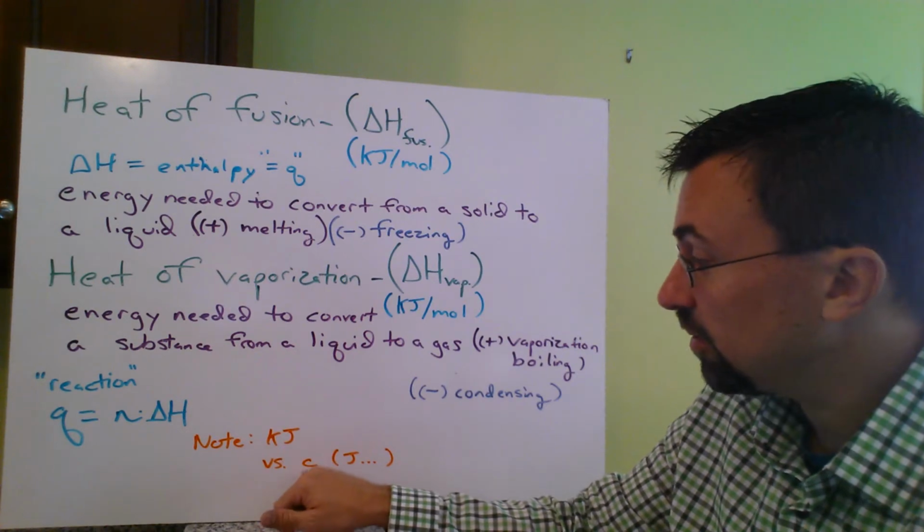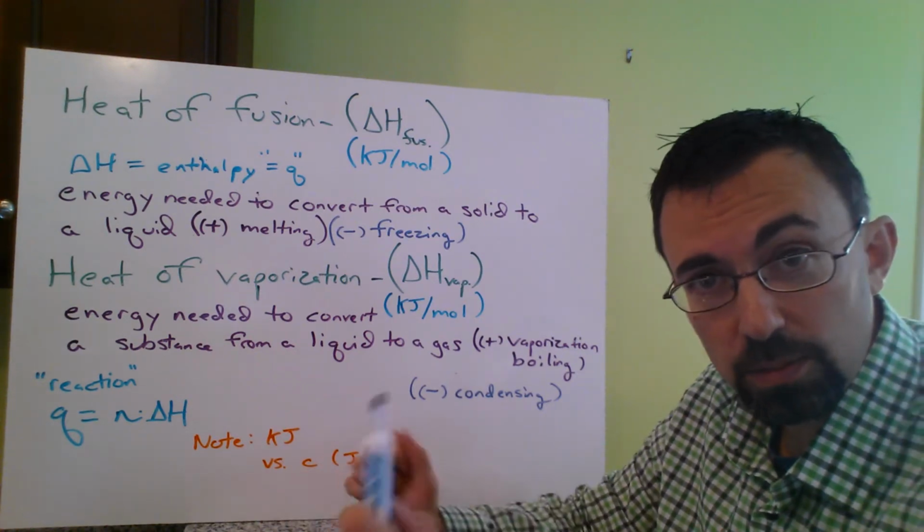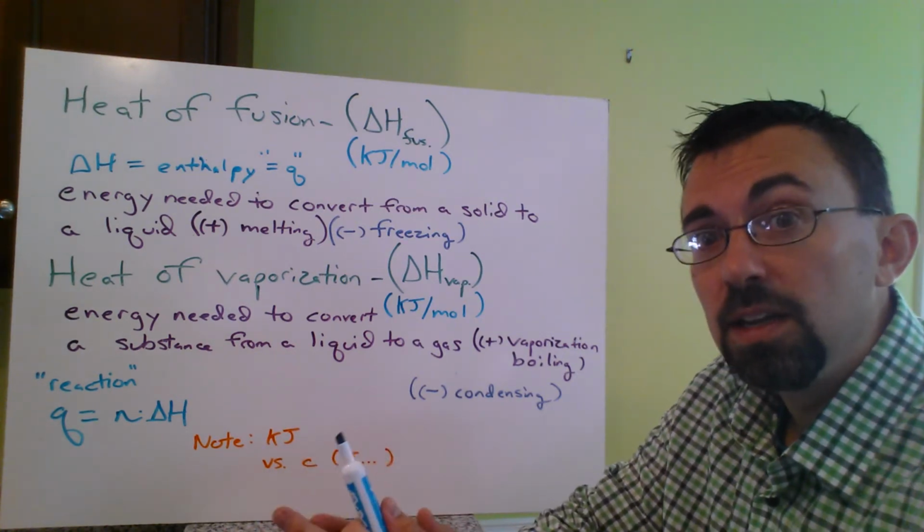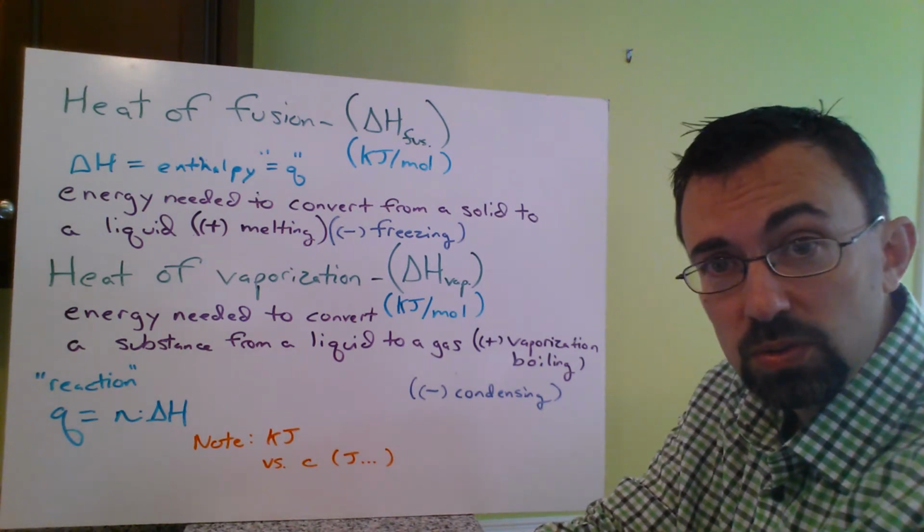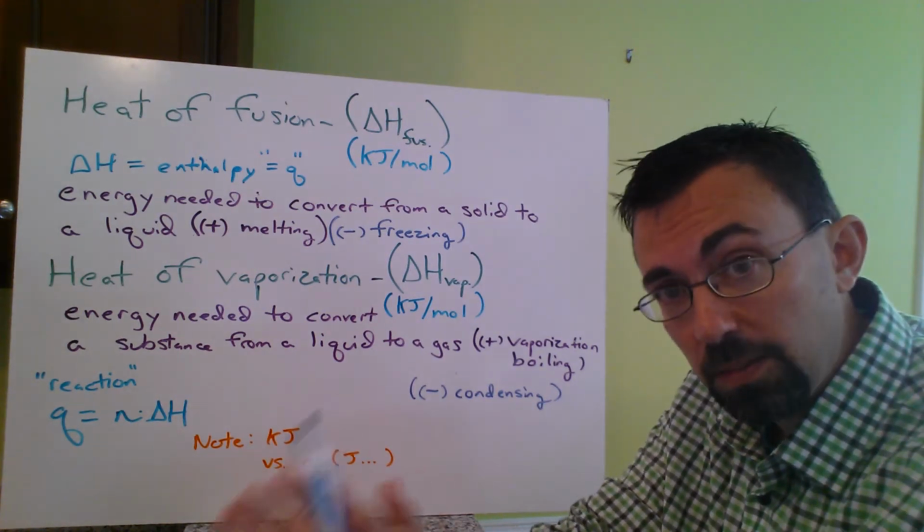All the ones we did before with the little c are in joules. So just remember, if you're combining them together, either change all the kilojoules to joules or change all the joules to kilojoules, but make sure they match.